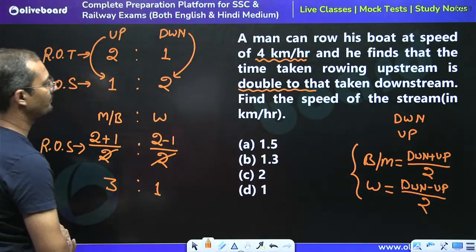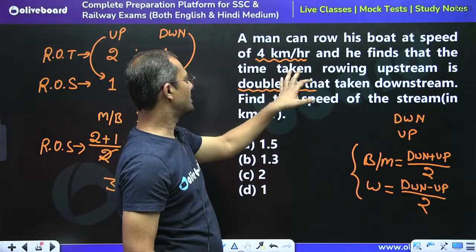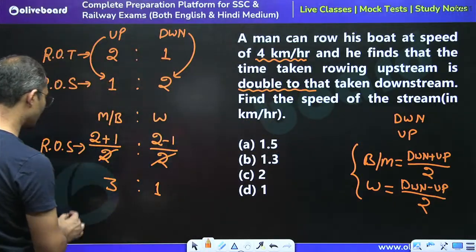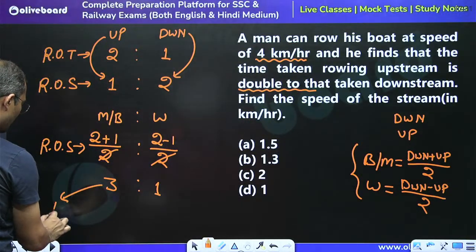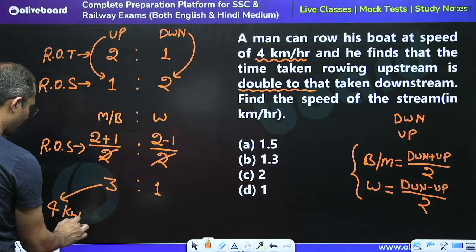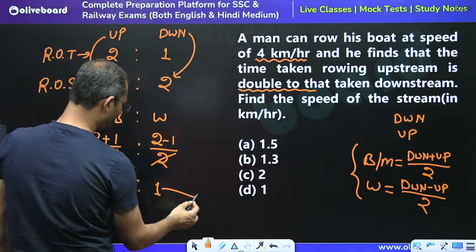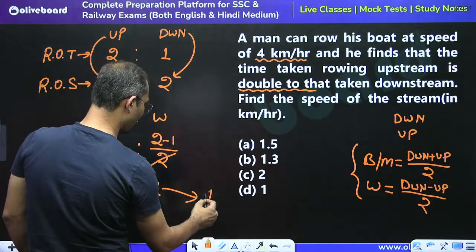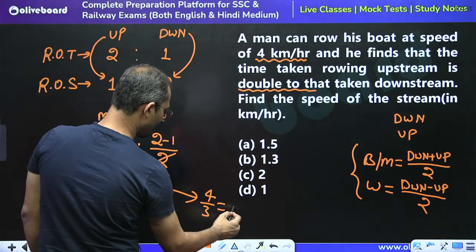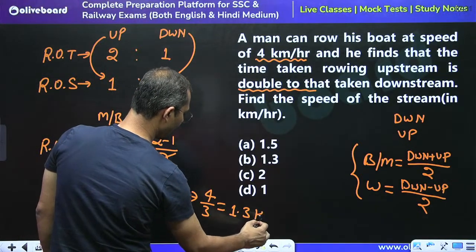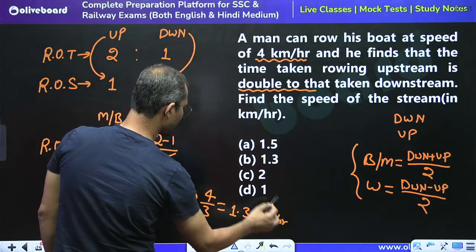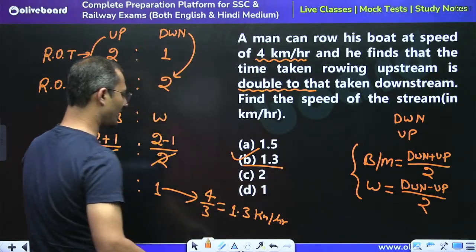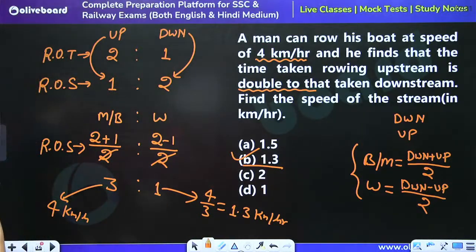So in the question the speed of man is 4 km per hour, so we can say that 3 units is equal to 4 km per hour, right? So what is the value for 1? Value for 1 is equal to 4 by 3. So we can say that 1.3 km per hour is the right answer. So B part is the right answer.